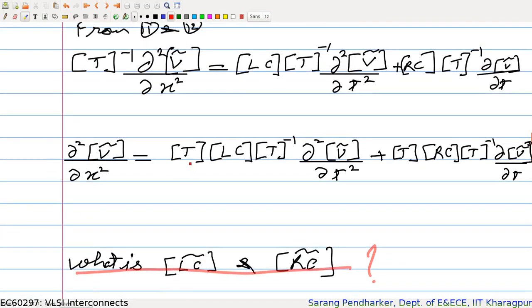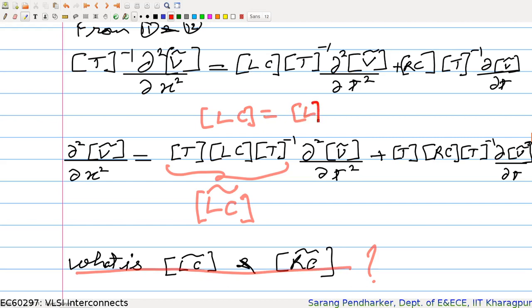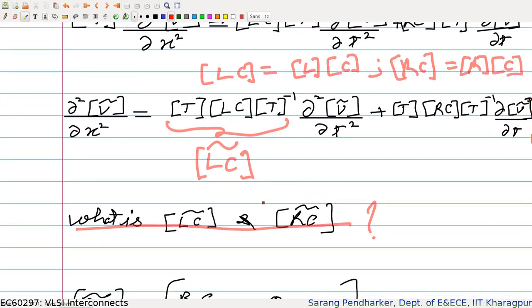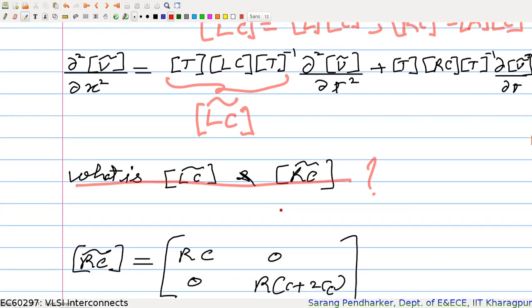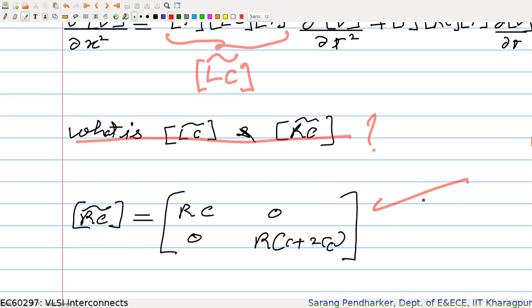So the question is: what is LC tilde and RC tilde? This is your new thing. This is your LC tilde, where LC is L times C, and your RC matrix R. So with this T which we have defined on the previous slide, can you derive LC tilde and RC tilde? RC tilde will come out to be the same, and this we have done in the previous lecture.